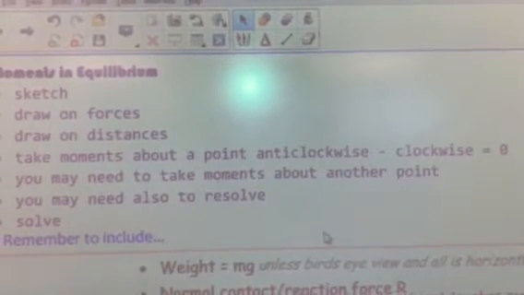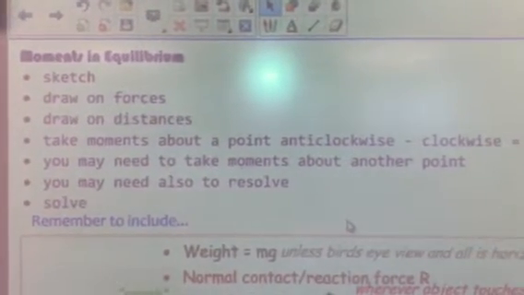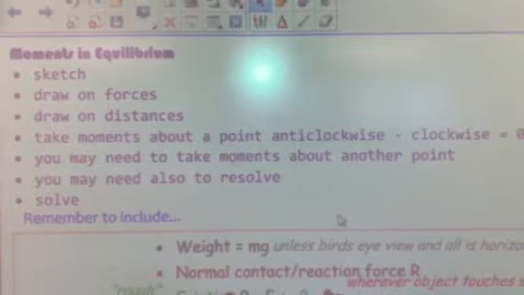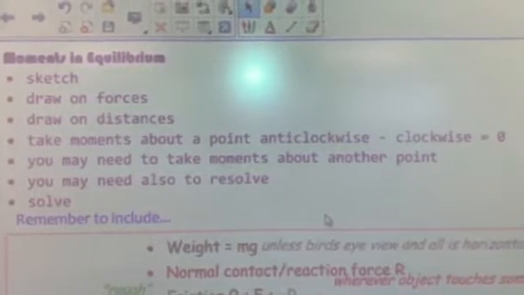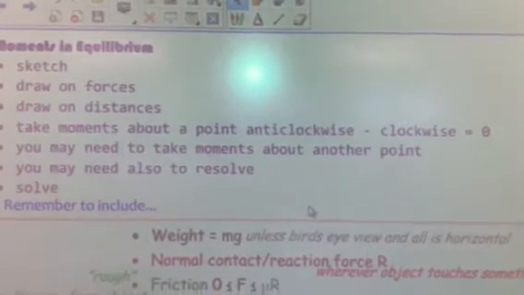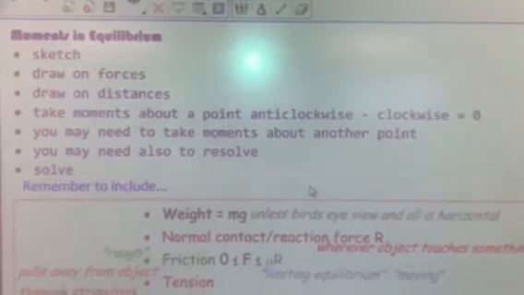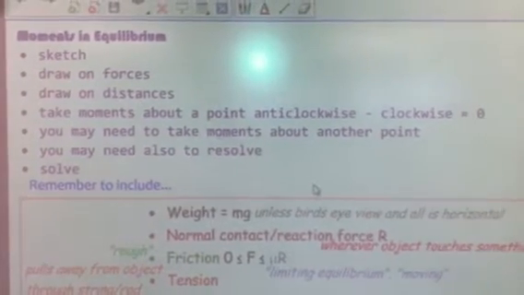So I do my sketch, and I draw on my forces, draw on the distances, because we're dealing with moments, and then take moments about a point. And again, I do anti-clockwise, take away the clockwise, and set that equal to 0.